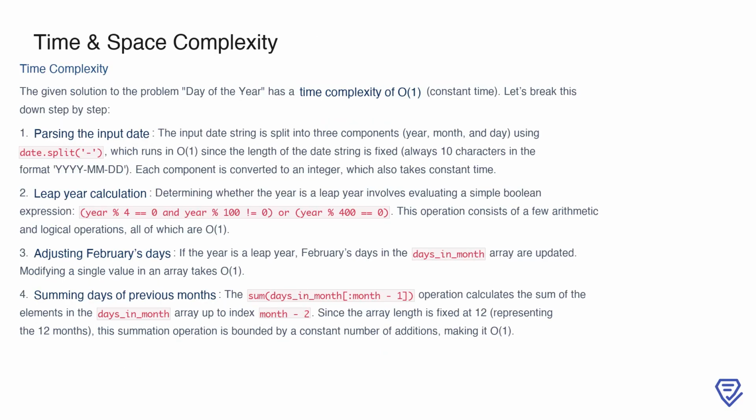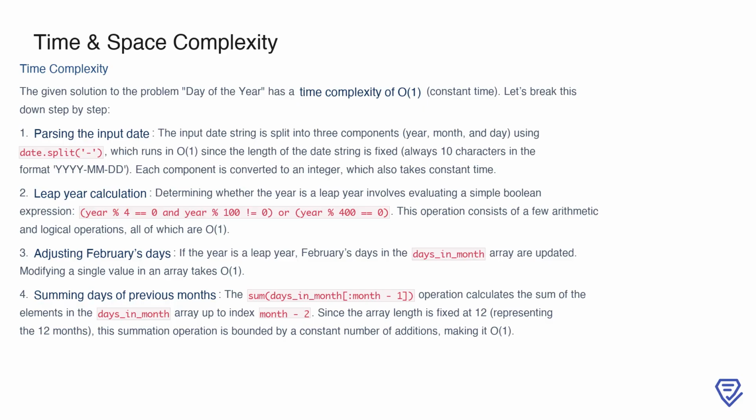To analyze the time complexity of our solution for the day of the year problem, we note that the entire process runs in constant time, or O(1). First, the input date string, which is always in the fixed format YYYY-MM-DD, is split into three components: year, month, and day. Since the string length and the operations are bounded, this step takes constant time.